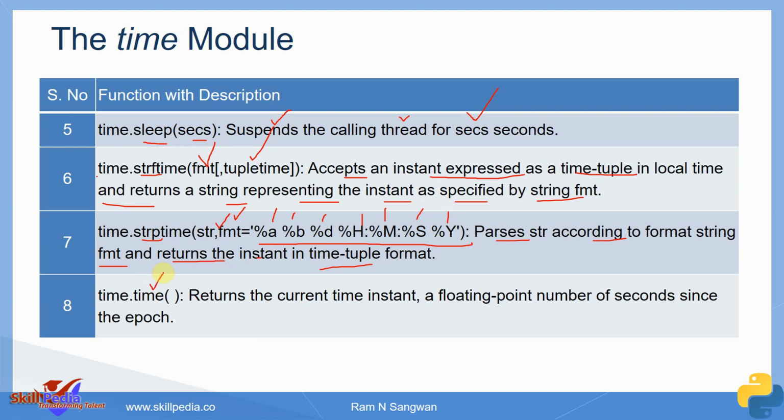Then we have time.time, which returns the current time instant, a floating point number of seconds since the epoch. So now you get the value of that tick which I was talking about, a floating point number, that is nothing but seconds. That is seconds including the fraction of seconds, which gives you milliseconds, microseconds.